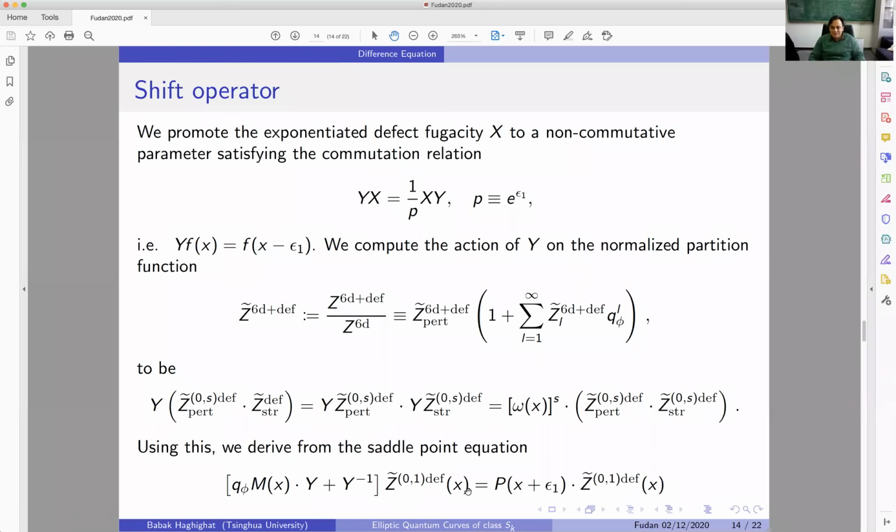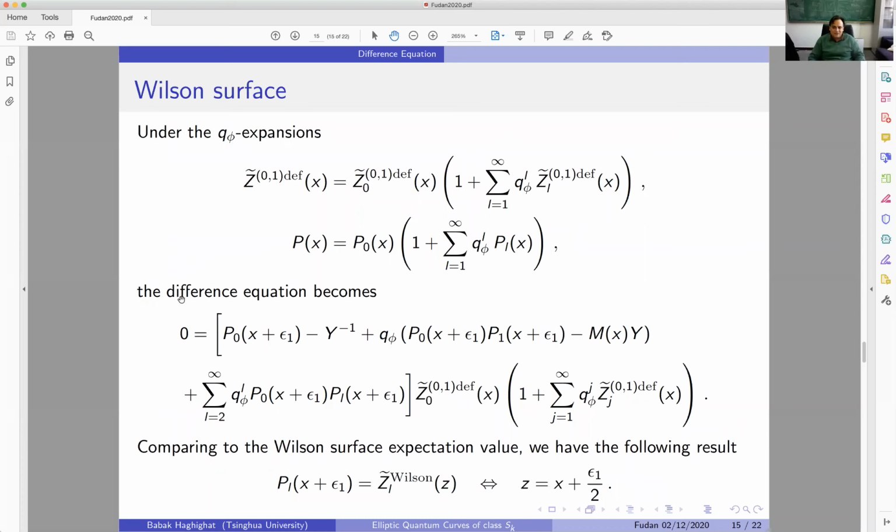And this P here, now if you go back to the original claim which I made at the beginning, we want to reinterpret this P as the expectation value of the Wilson surface, or codimension 4 operator. And as we will see, this is indeed true. The way this works is that we're going to do it in a Q-phi expansion and then check these claims order by order.